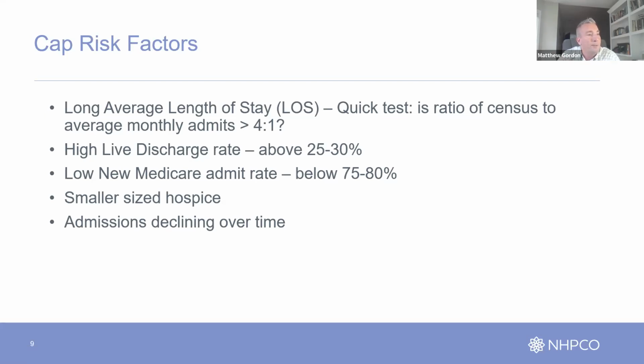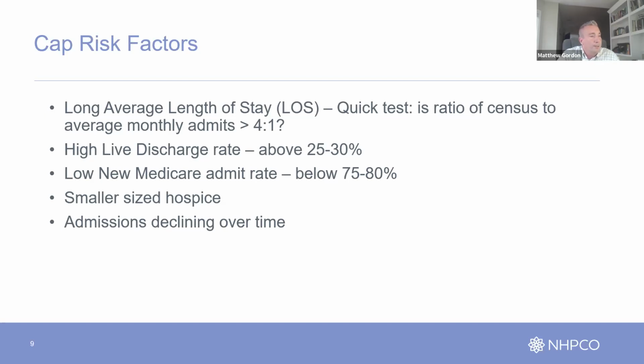Live discharges come into play because, as I said, the more patients you live discharge, the more possibilities there are for patients to go on service somewhere else in the future. And when that happens, they drain the CAP credit that was previously granted to you. So if you're seeing over 25 or 30% of your total discharges being live instead of deaths, that's the kind of threshold I look for there.